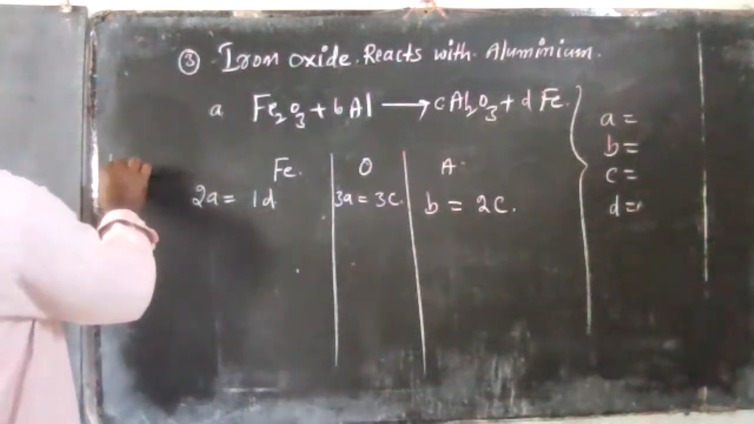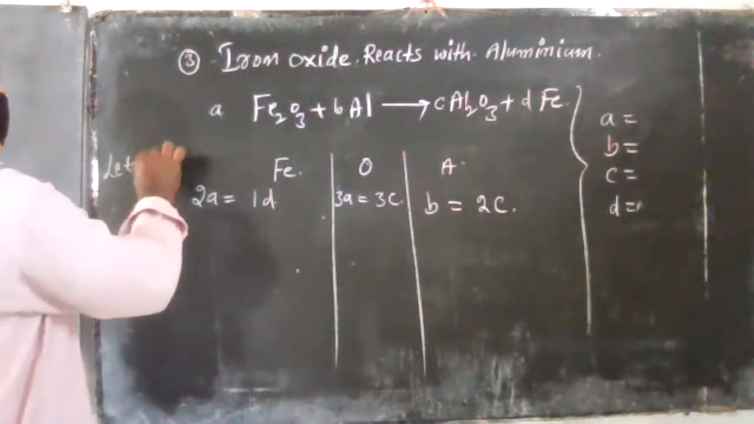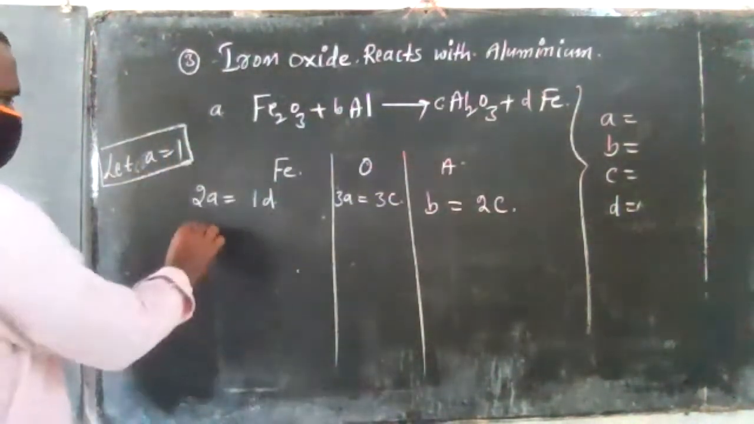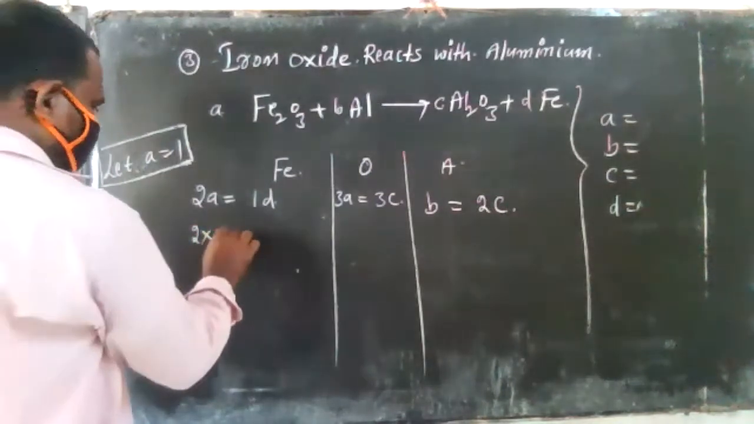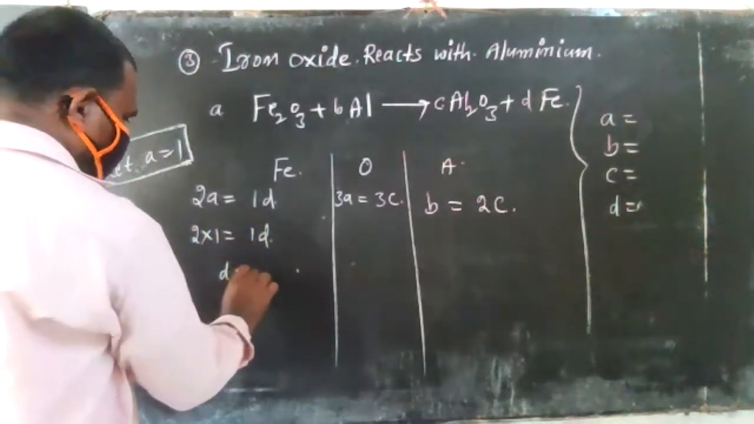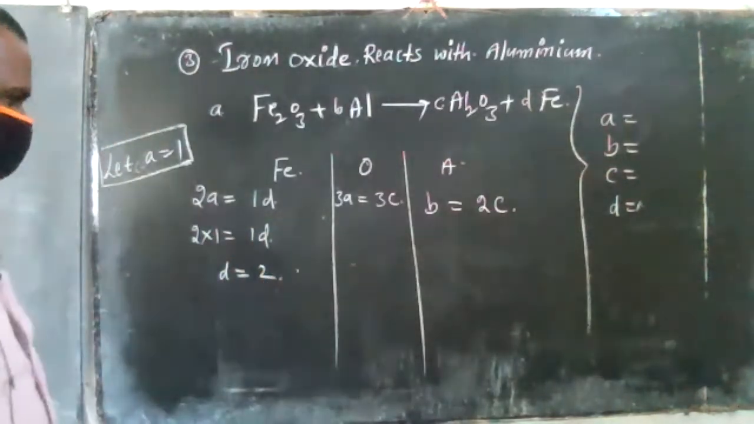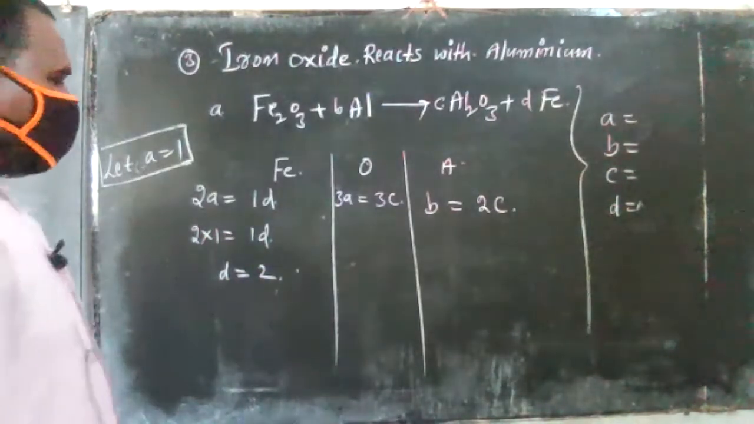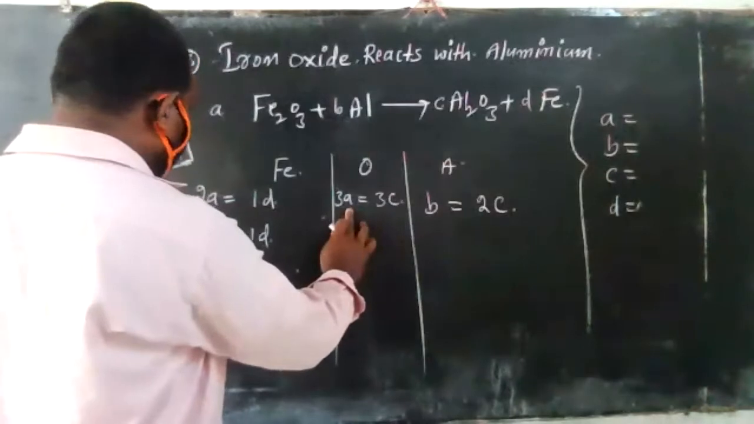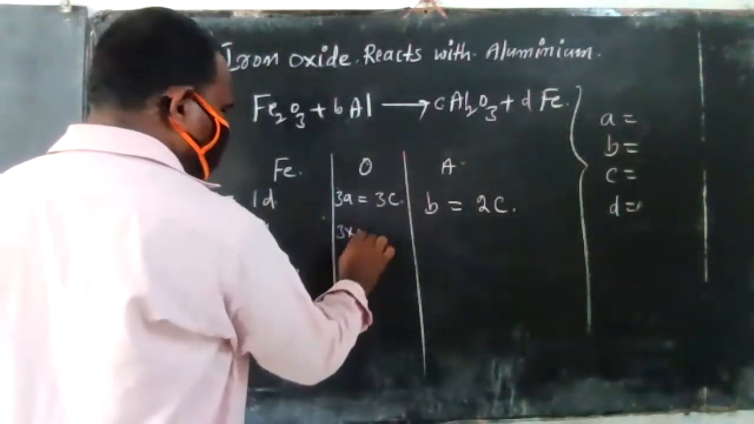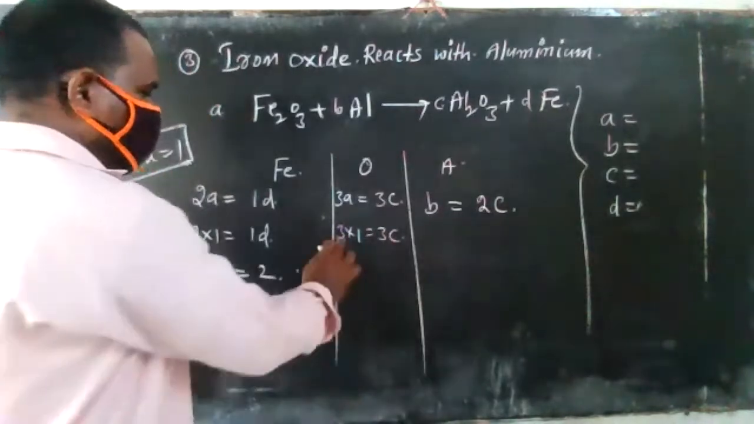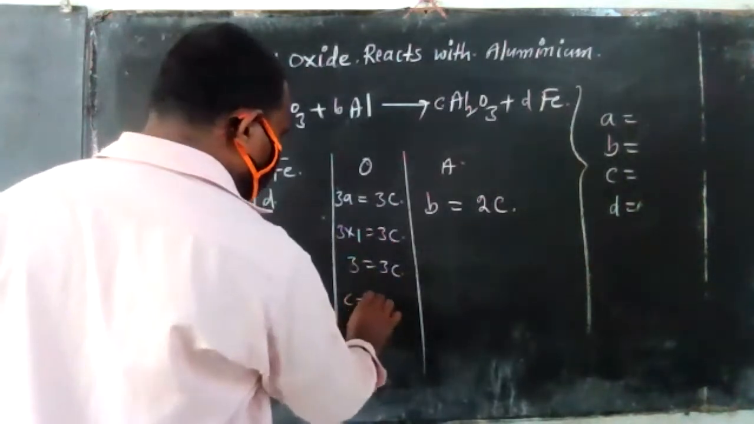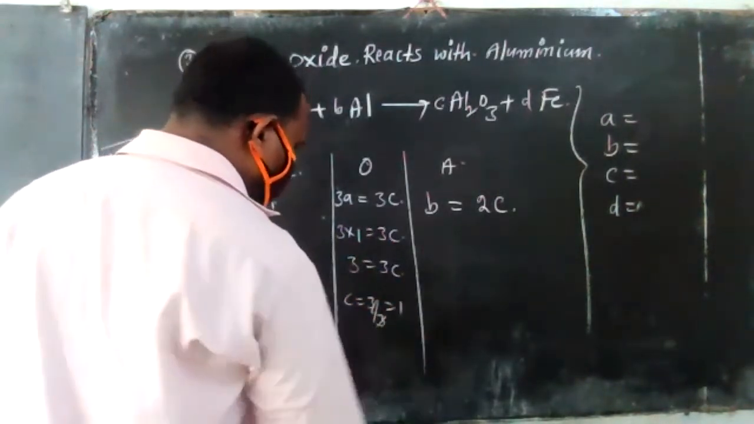Now let A be equal to 1. A is equal to 1 means you substitute A as 1. So now D is equal to what? 2 times 1 is 2. So 1D is equal to 2. Now 3A is equal to 3C, with A already 1, so 3C is 3. So C is equal to 3 by 3, which is 1.